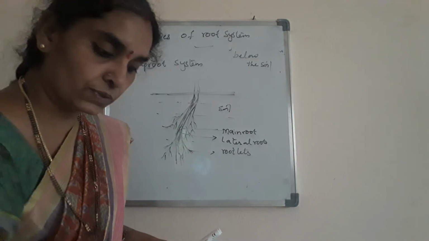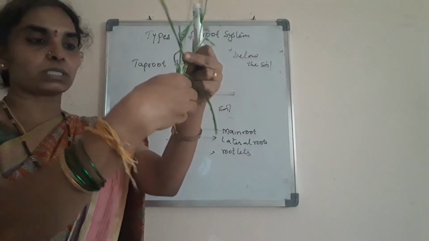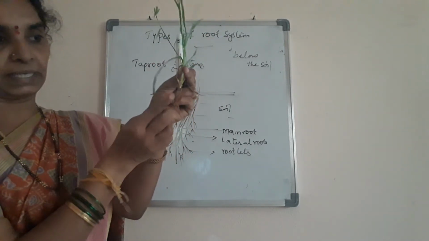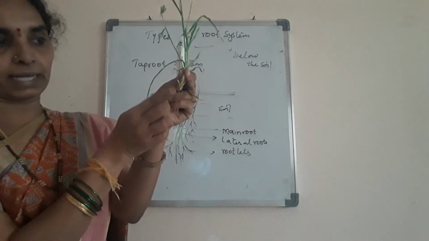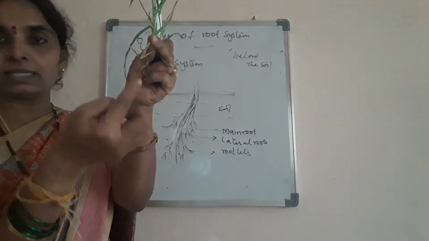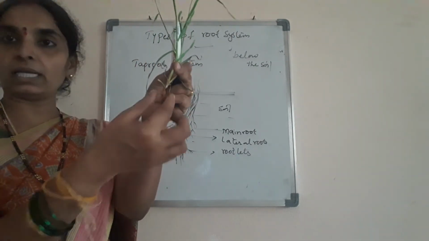And the grass, if you see here, see children, this is a grass. All the roots start at the base of the plant, that is the base of the stem itself here, where the stem arises. It started there. All the roots are arising from a single point. So these are all our lateral roots only.